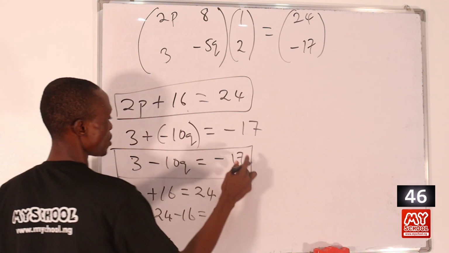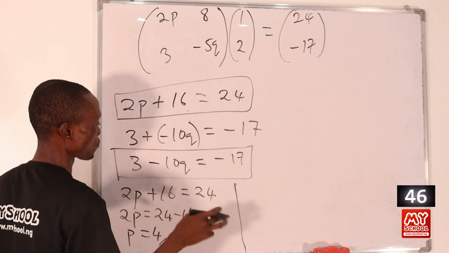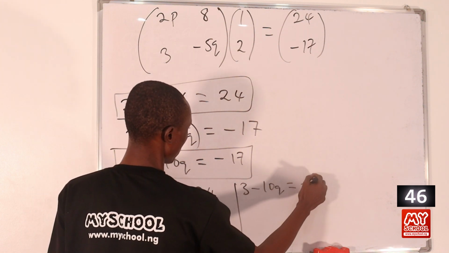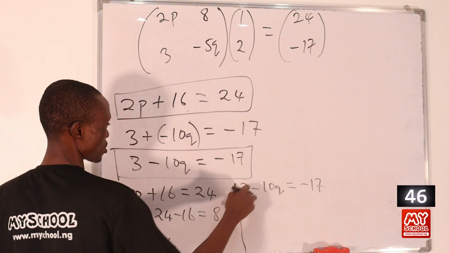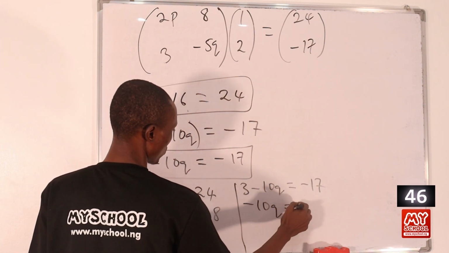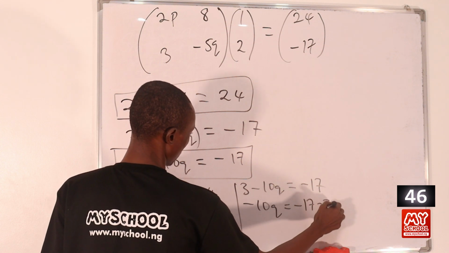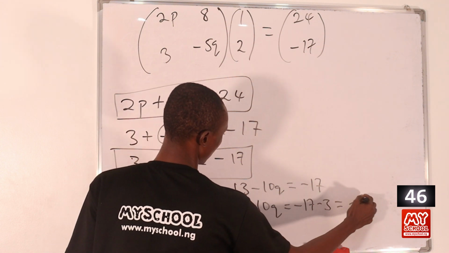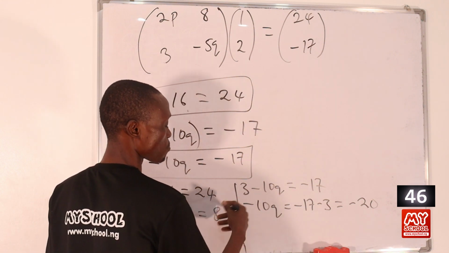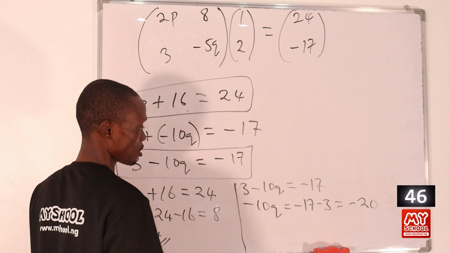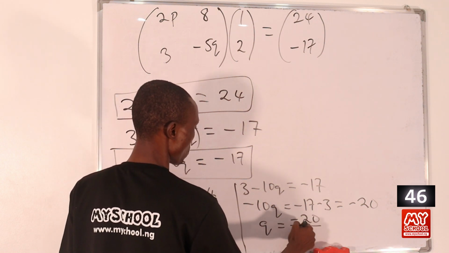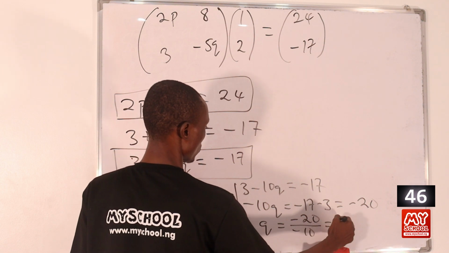Then from here we can get the value of q. So 3 minus 10q is equal to minus 17. So we move this 3 to the other side of the equation, so that we'll be having minus 10q is equal to minus 17 minus 3, and that is equal to minus 20. Now we are looking for the value of q, not minus 10q. So we simply divide both sides by minus 10, so that q is equal to minus 20 divided by minus 10, and this will result in 2.